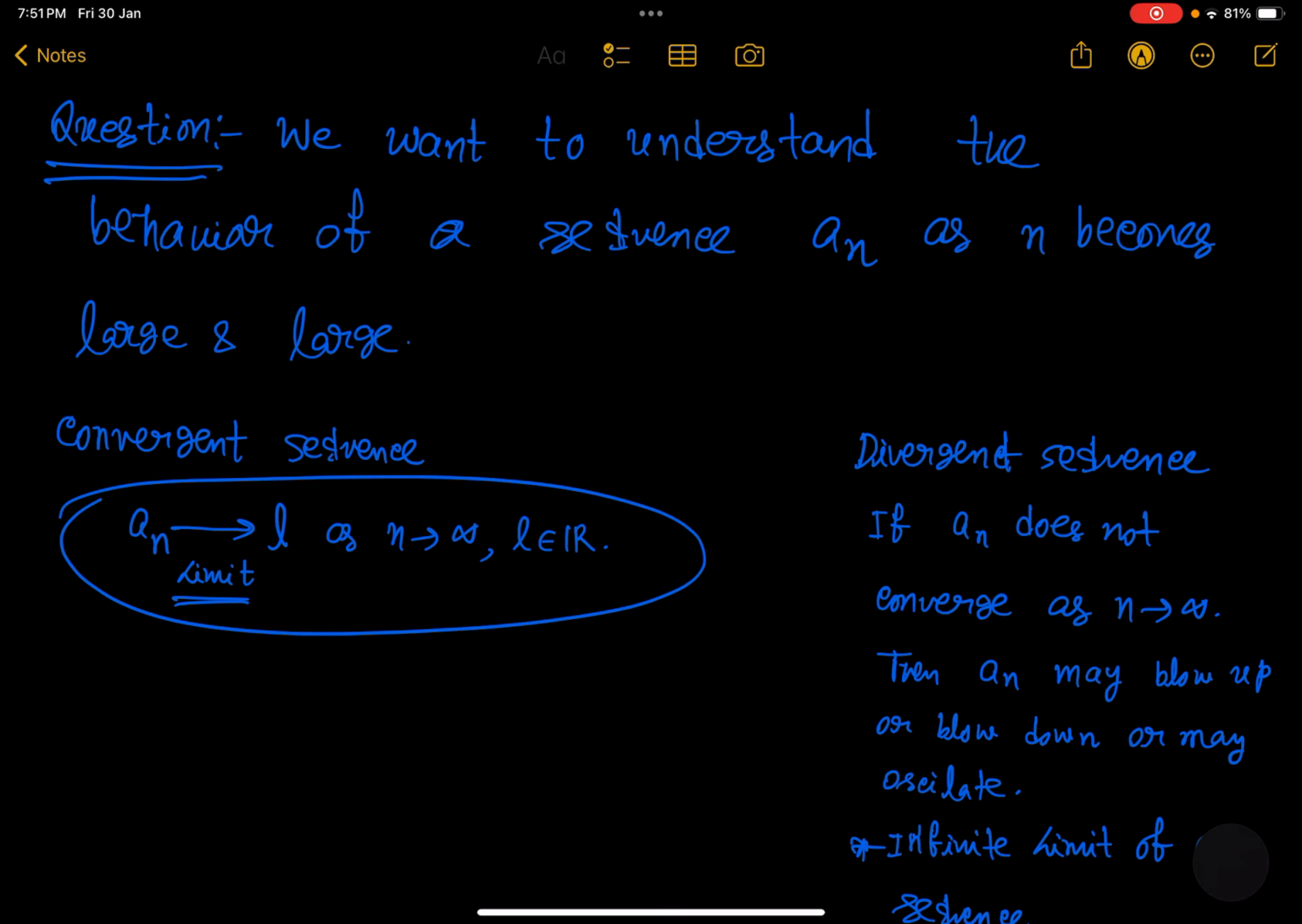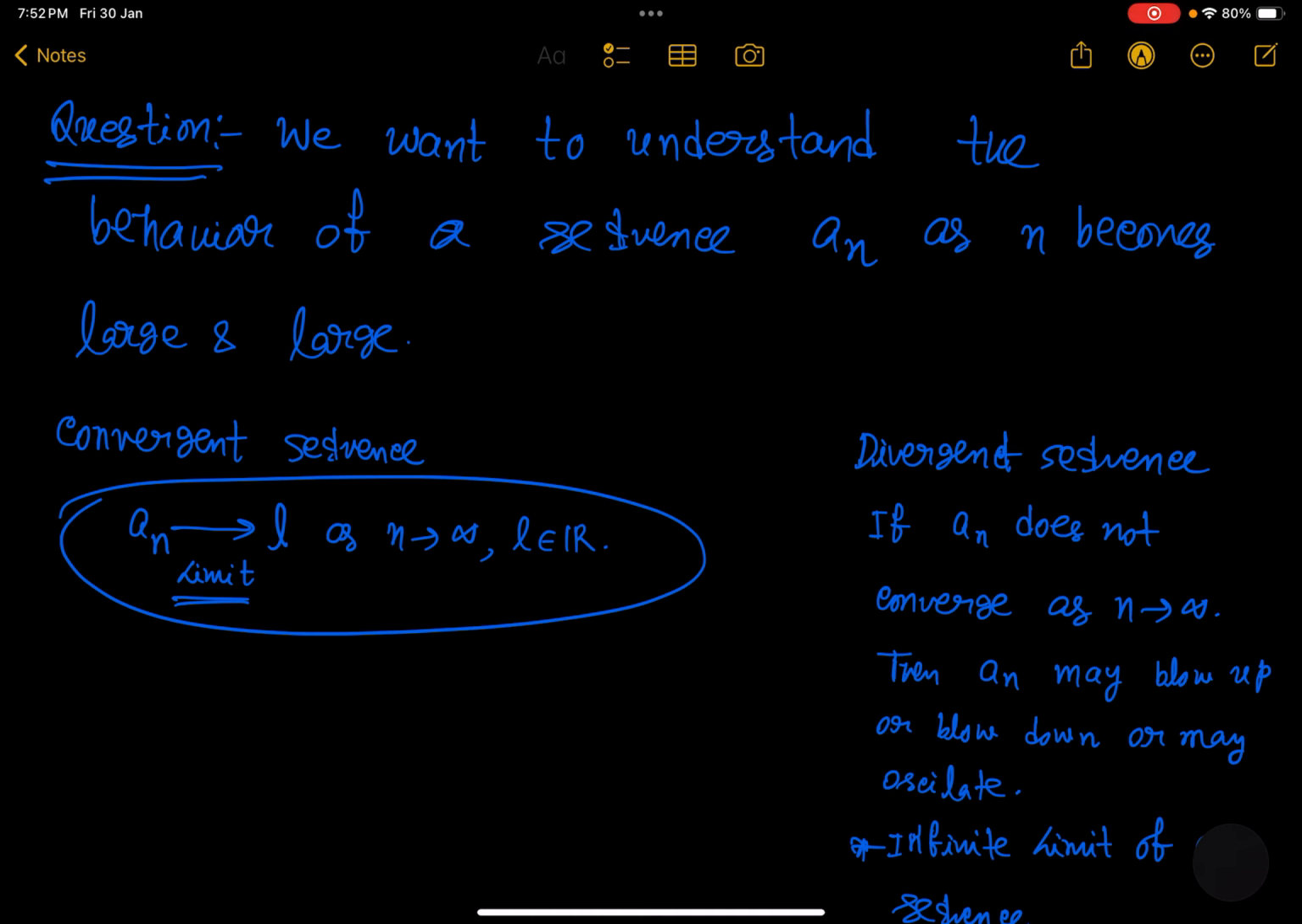So, hello everyone. In this lecture, we want to understand the behavior of a sequence a_n as n approaches infinity, which means as n becomes larger and larger. So, in summary, we want to understand the limit of the sequence a_n as n goes to infinity. It can be categorized into two types of sequences: one is convergent, another is divergent.